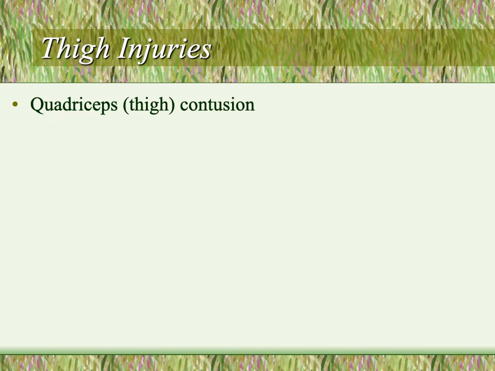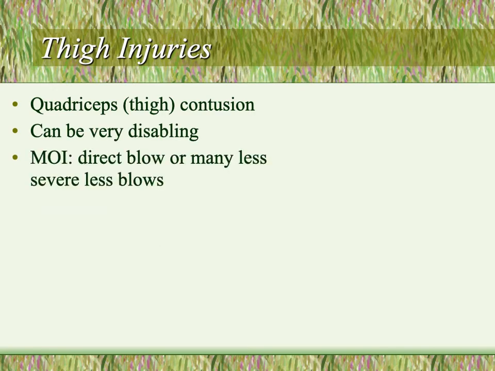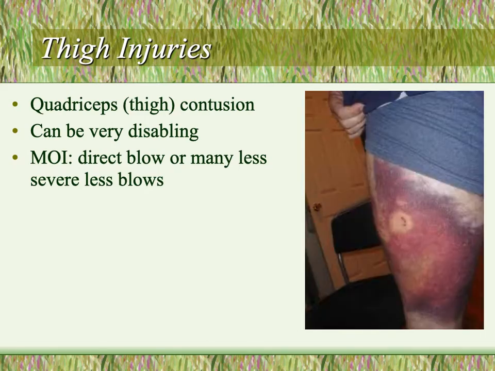First one is a thigh contusion or quadricep contusion. It can happen anywhere. It can happen in the hamstrings. It can happen on your hip. So a thigh contusion can be very disabling because of all the muscles that are in that area. Again, we have a direct blow or many less severe direct blows, being hit over and over time. So this is a nice picture of what it looks like with all that black and blue discoloration, ecchymosis.